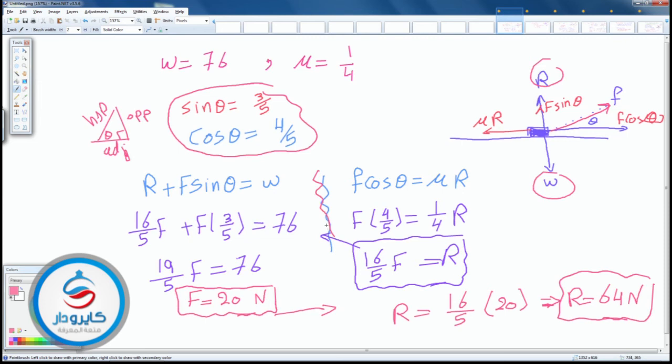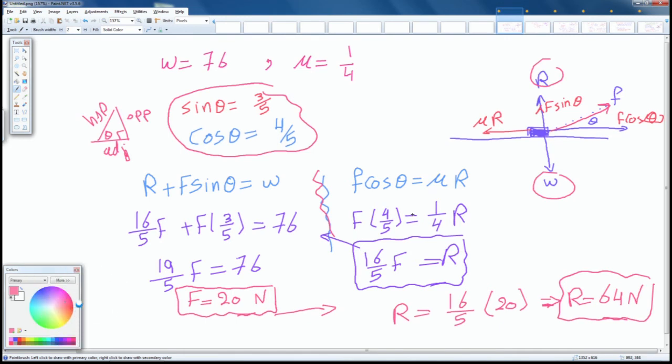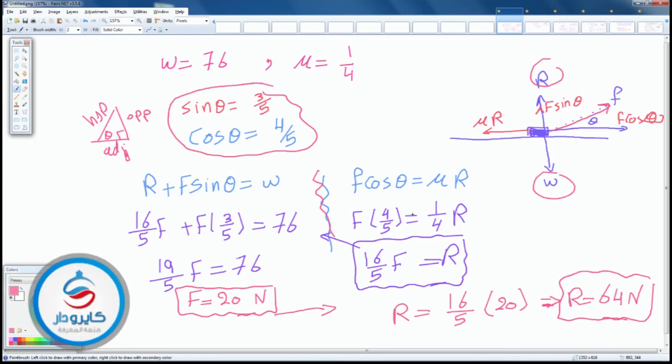Now we can write together the equations of the vertical forces and the horizontal forces according to these forces. Now we have R plus F sine theta equals W, and F cosine theta equals mu R, and we solve both of them to get the value of both the force acting on the body and the reaction.